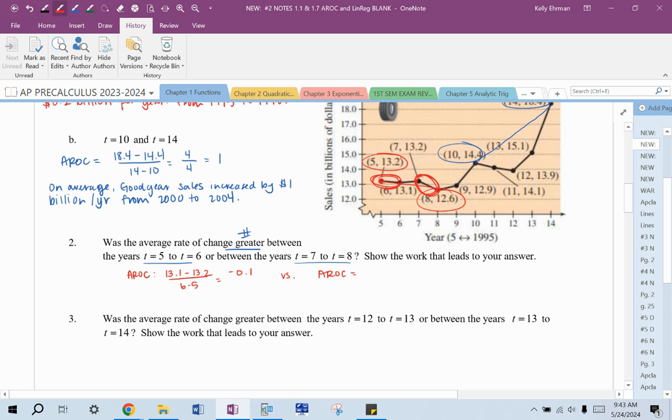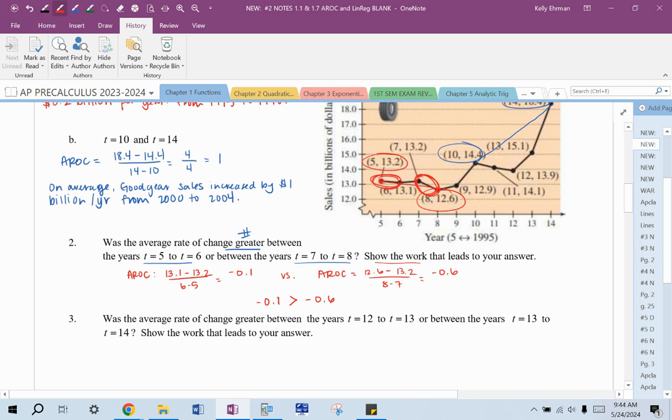And I know if you're looking at the graph, maybe you just already know the answer, but it says show the work. So I'm showing my calculations here. 12.6 minus 13.2 over 8 minus 7. So that's negative 0.6 divided by 1. Okay, so again, you're just comparing the numbers. Compare these two numbers, negative 0.1 compared to negative 0.6. The further down the negative number line you are, the smaller you are, right? Negative 0.1 is closer to 0 than negative 0.6, so it's higher.